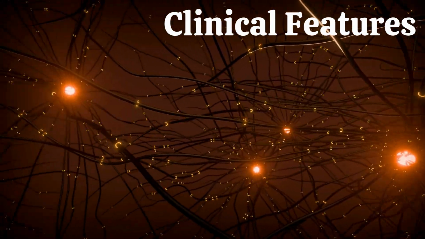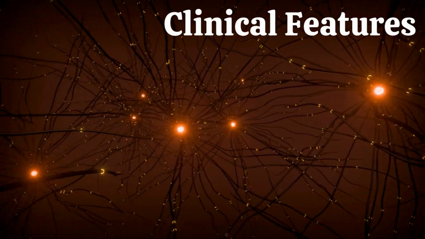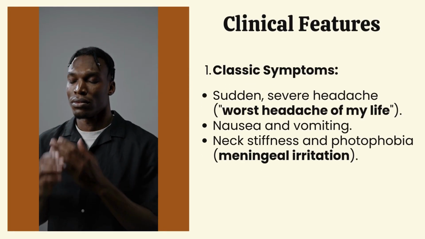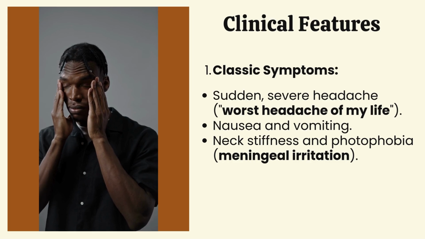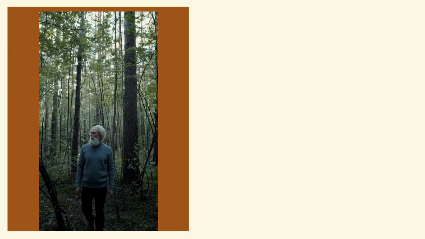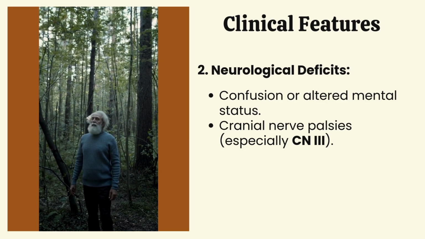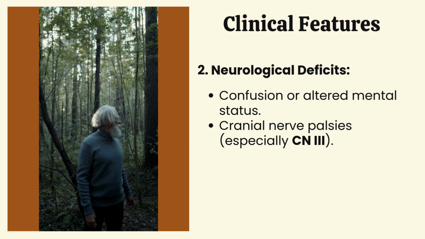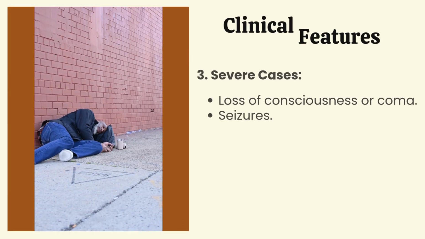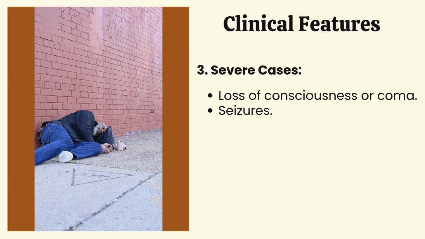Clinical features of subarachnoid hemorrhage. It has the following symptoms. Classic symptoms: sudden, severe headache, worst headache of my life, nausea and vomiting, neck stiffness and photophobia. Neurological deficits: confusion or altered mental status. Cranial nerve palsies, especially cranial nerve 3. Severe cases: loss of consciousness or coma.